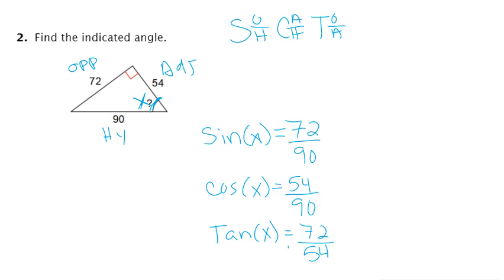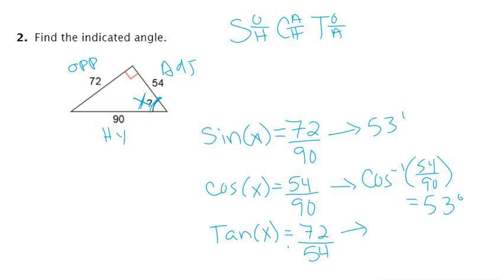So when we go ahead and solve this out, we just do second sine, or second cosine, or second tangent. Let's say I do cosine. That's going to end up giving me 53 degrees. It doesn't matter which of these we use, all of them are going to get me 53 degrees. So you don't have to do all three. I'm going to say X is 53 degrees.